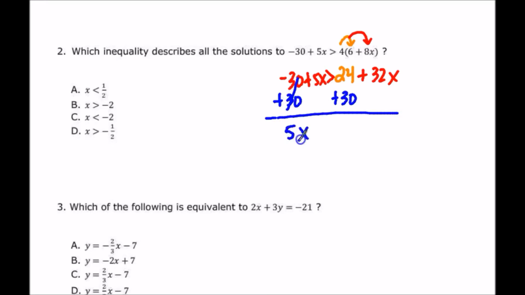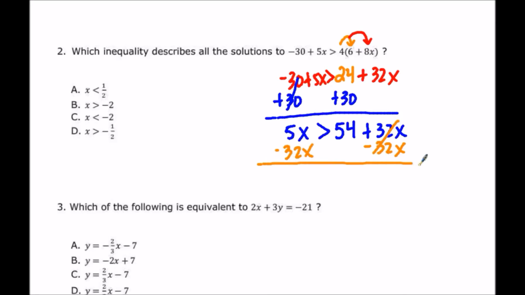So now I've got 5x is greater than 24 plus 30. If you want, use the calculator, but 24 plus 30, you should get 54 plus 32x, right? But the x's don't like living with the constants, so we got to make some moves here. So I've got x's over here and x's over here. So I'm going to move these x's. He's like, man, I don't want to live with 54. So he moves over to the other side.